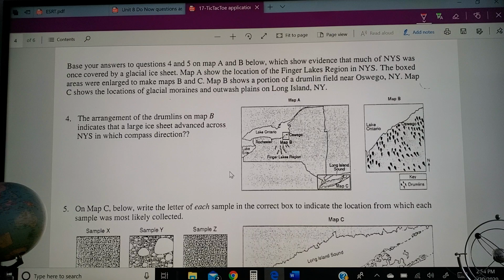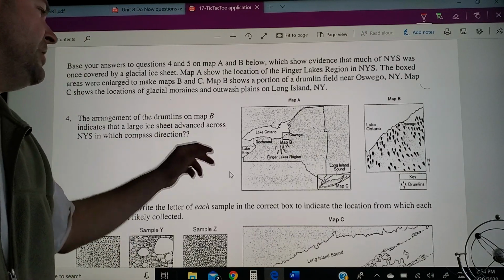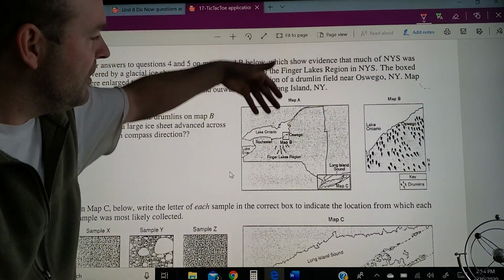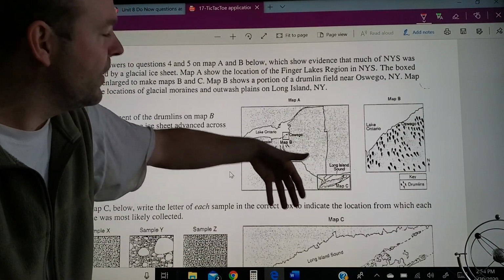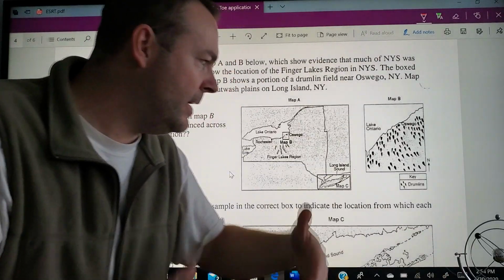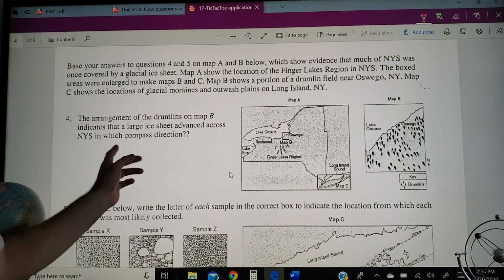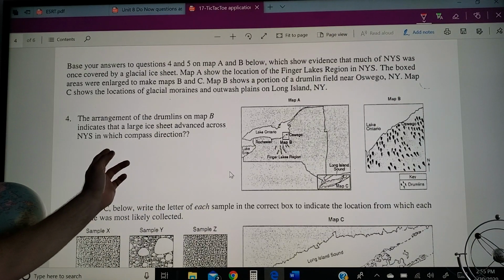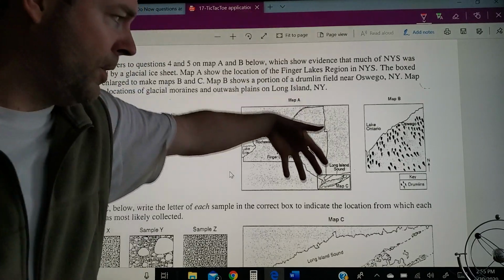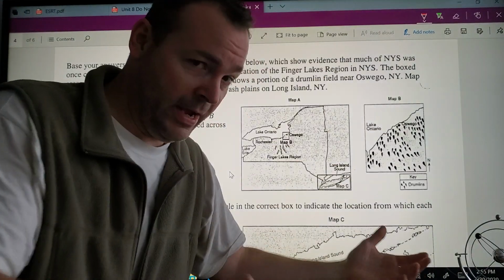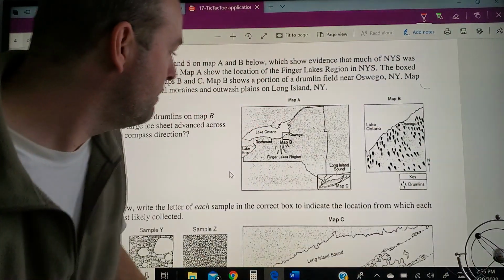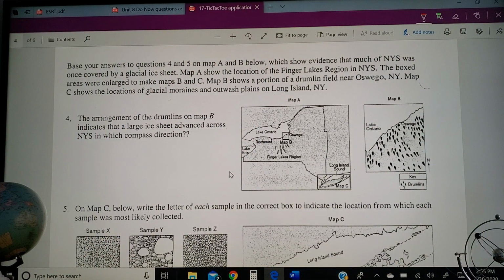Over here it says the arrangement of drumlins. Drumlins are a glacial feature, right? Hills of unsorted sediment. And if you look, ice is going to come from the north where it's colder. So that's where the drumlins take on that same pattern there. All right? It wants to know which compass direction did it advance from? Well, it must have come from the north and headed toward the south. All right, if you want to be technical, it looks like it went toward the southeast. All right. Then we go to number 5.